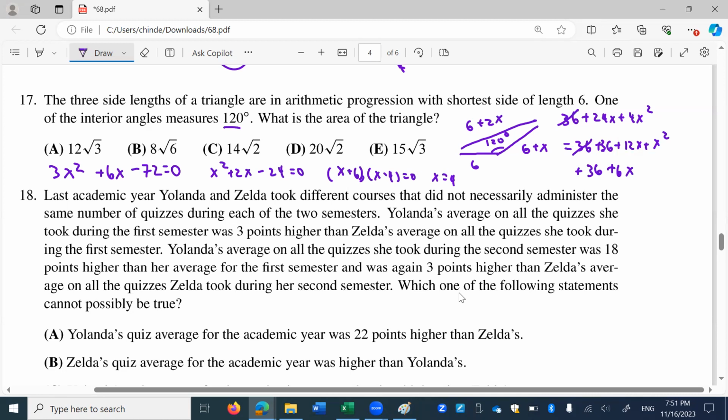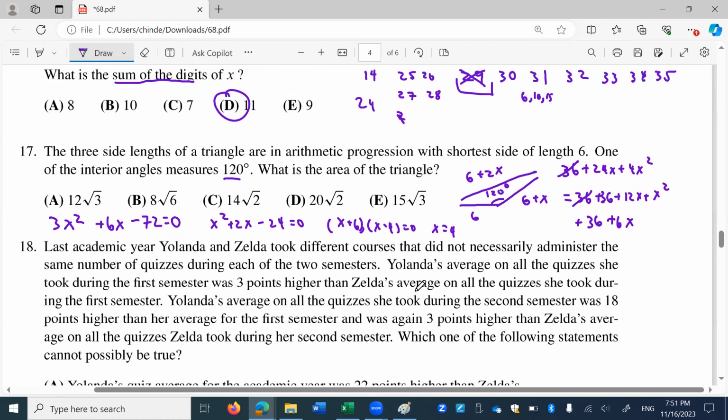Okay, good. So I can calculate my area. My area should be 1/2 times 6 times 10 times the sine of 120, which is root 3 over 2. And so it's going to be 3 times 5, 15 root 3. Answer E.